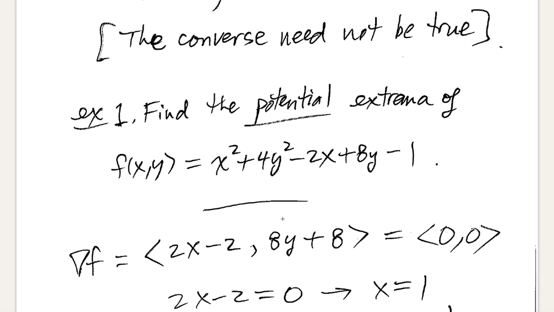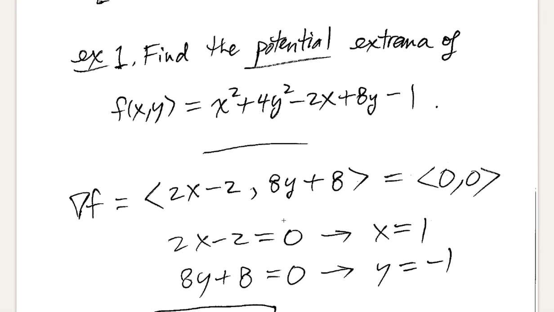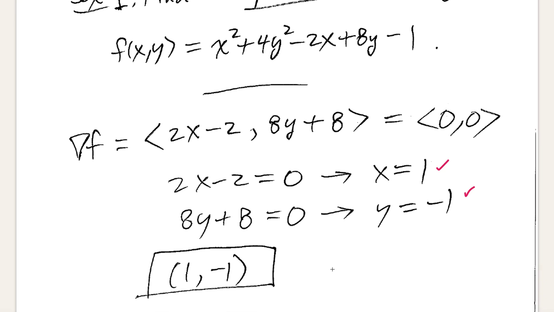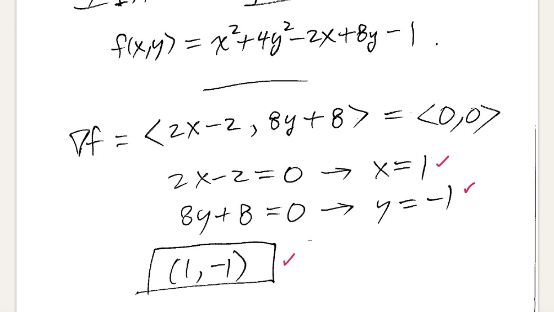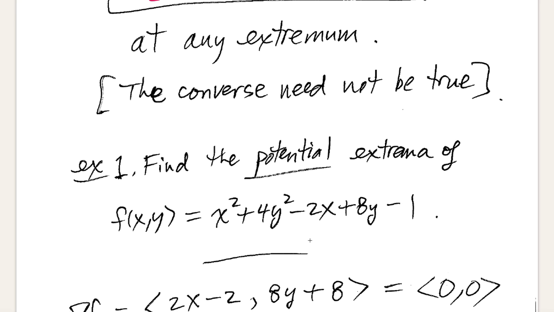Let's go ahead and compute the gradient of little f, and that would be <2x minus 2, 8y plus 8>. And if I was to set that equal to the 0 vector, then what I've got to do is go 2x minus 2 equals 0. That implies x is equal to 1. 8y plus 8 is 0. That implies y is negative 1. And I have the point (1, -1) as a potential extremum. Apparently there would only be one.